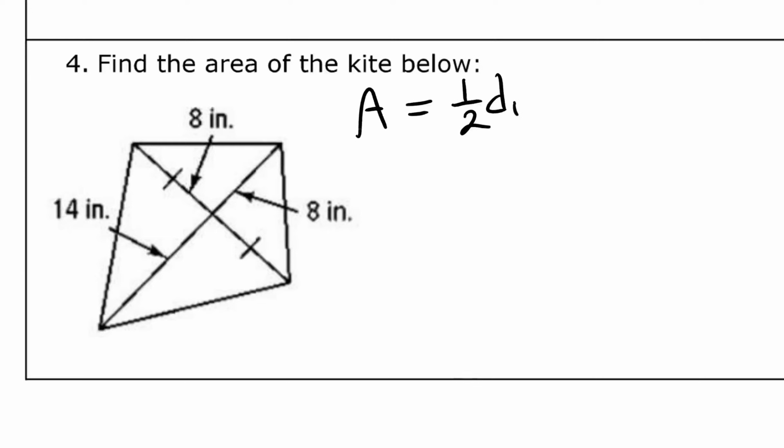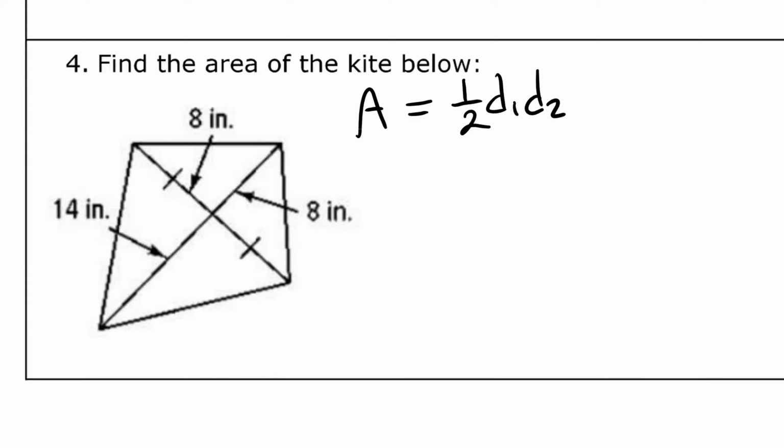Once again, the formula is the exact same: 1/2 D1 and D2. And you might be wondering, does it matter which diagonal I pick to be D1 and which diagonal I pick to be D2? Actually, it doesn't matter at all. The formula works out the same, since you're multiplying them together, it doesn't matter what those numbers are.